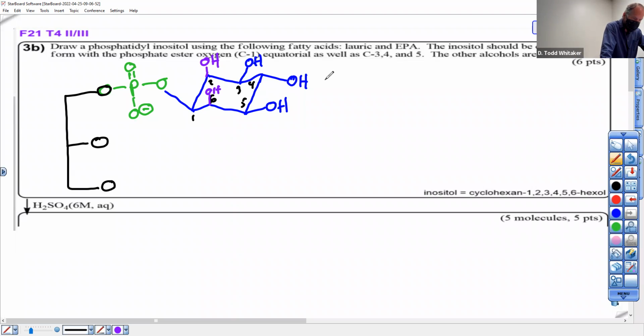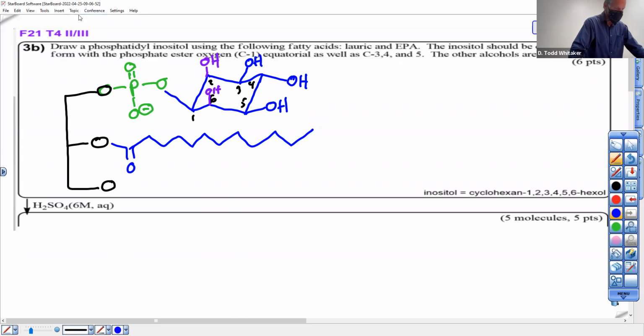And we need a lauric acid, which I looked up on the handout, and it's a 12-carbon fatty acid that's saturated. My dad called those Saturday fats. 2, 4, 6, 8, 10, 12. It's on the handout, right?